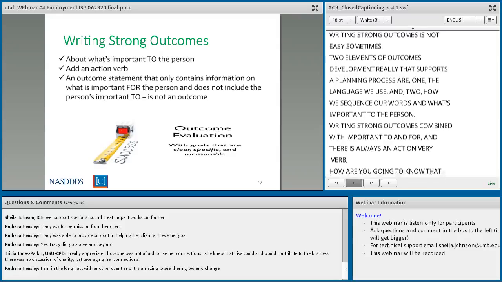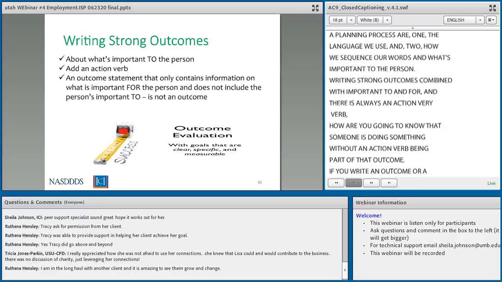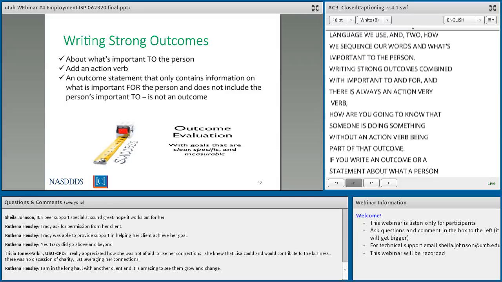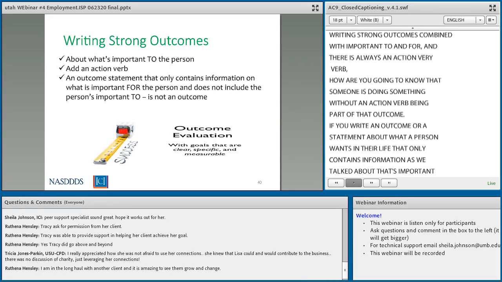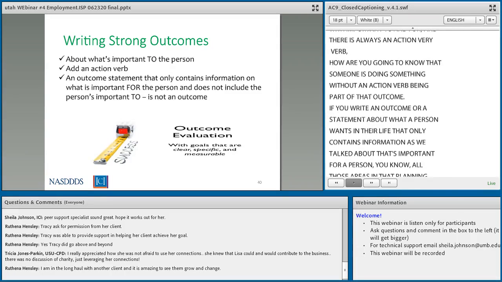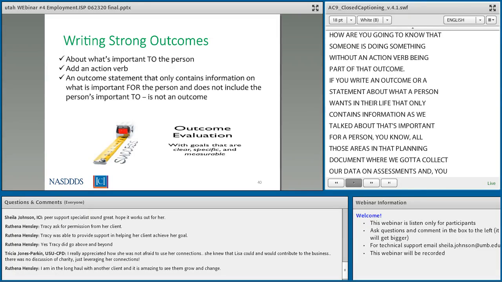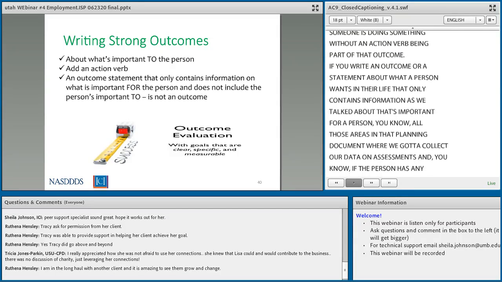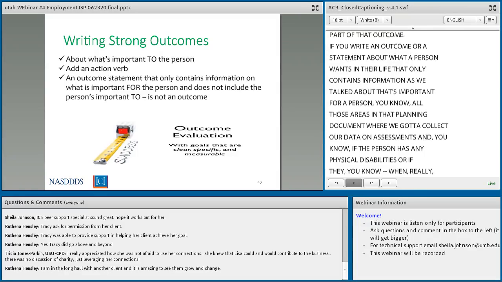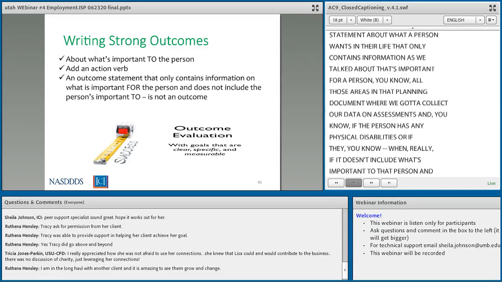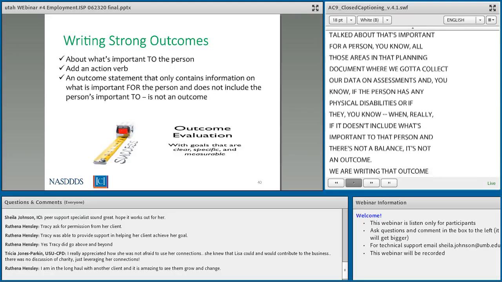So if you write an outcome or a statement about what a person wants in their life that only contains information that's important for a person, all those areas in that planning document where we collect all our data on assessments and if the person has any physical disabilities, and it doesn't include what's important to that person and there's not a balance, it's not an outcome. We are writing that outcome ourselves for a person. We are not writing that outcome with the person.